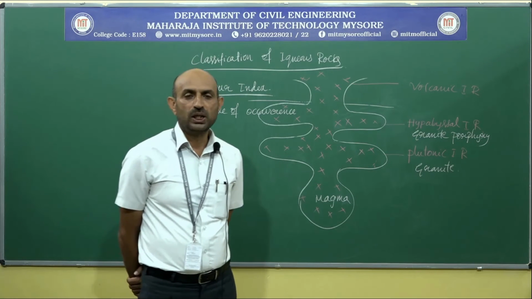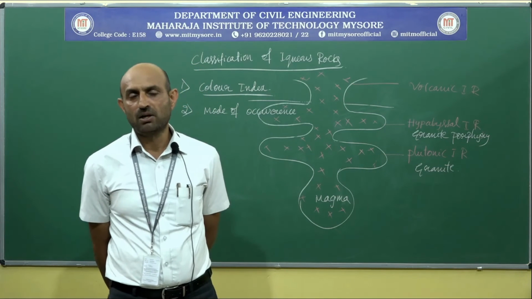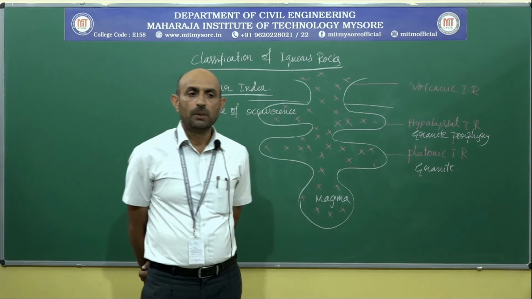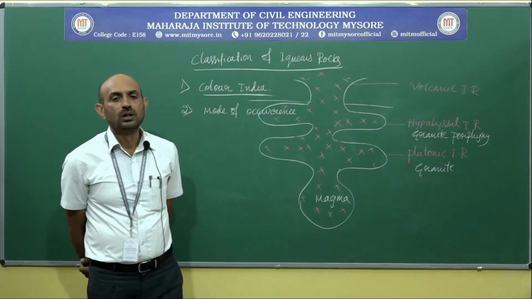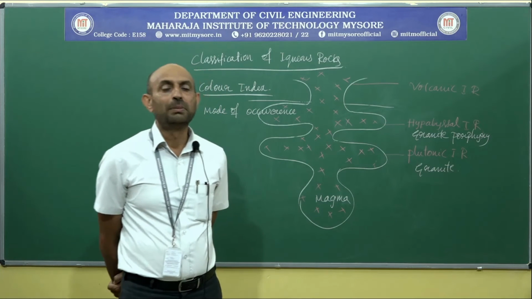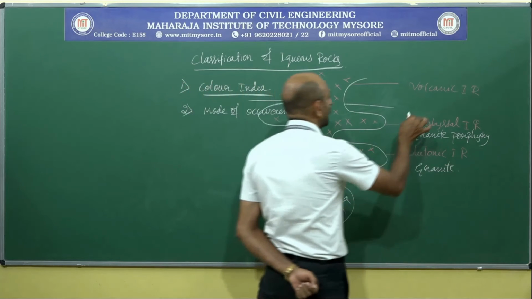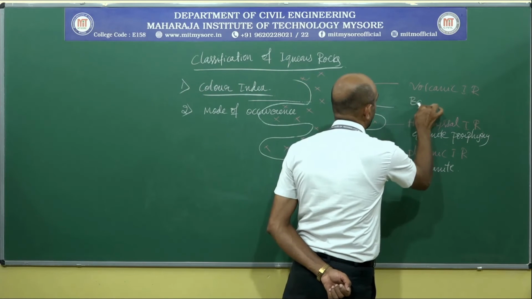The Deccan Traps, particularly the north part of Karnataka, Maharashtra, a part of Andhra Pradesh, and a part of Madhya Pradesh, are composed of basaltic rocks. Basaltic rock is an example of volcanic rock.